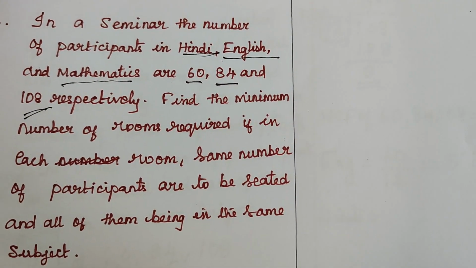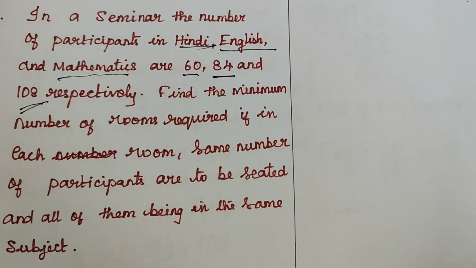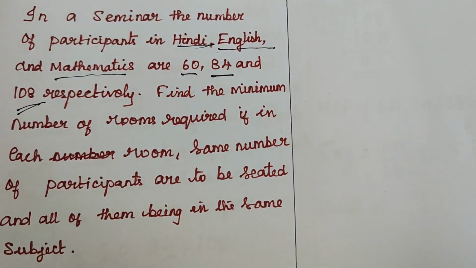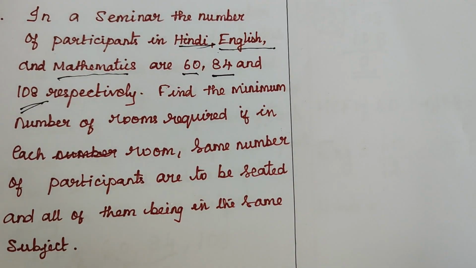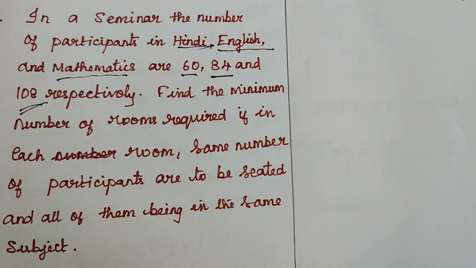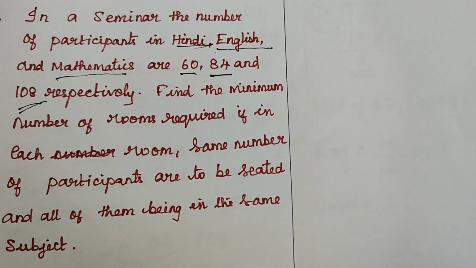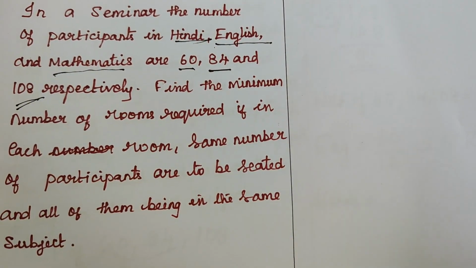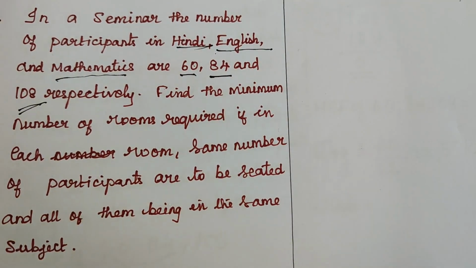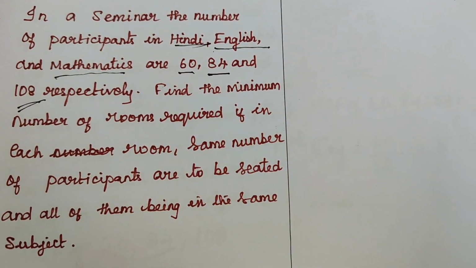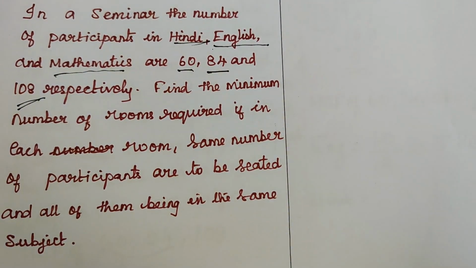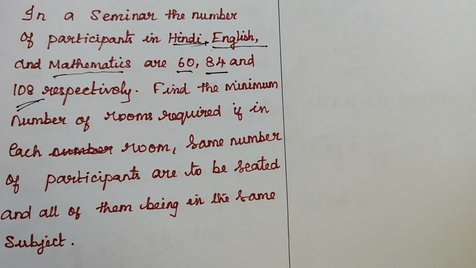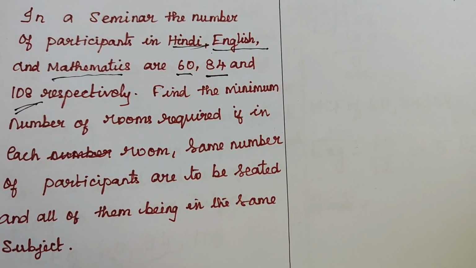These participants are to be seated in rooms in such a way that in each room, participants of the same subject must be seated, and the number of participants in each room must be the same. So as such, how many rooms are needed?